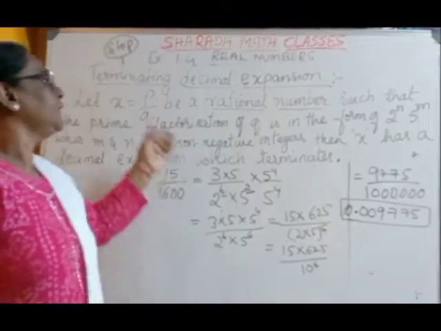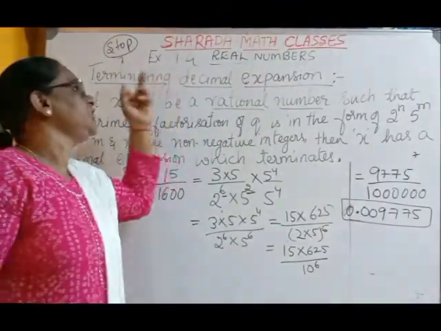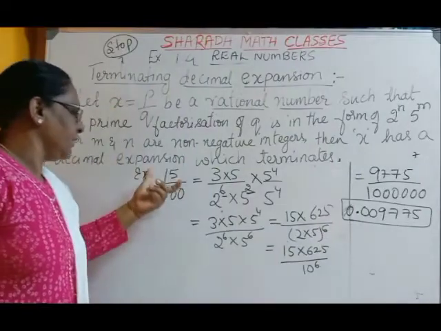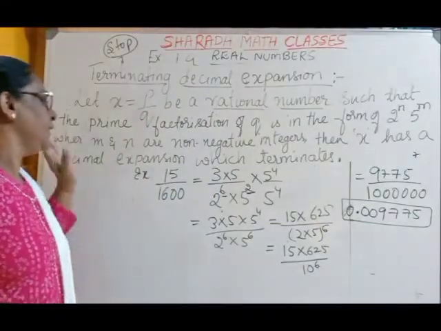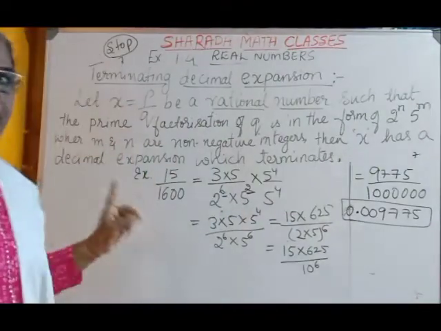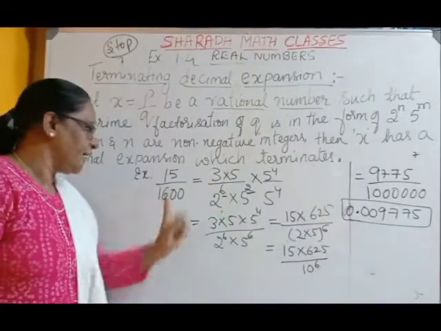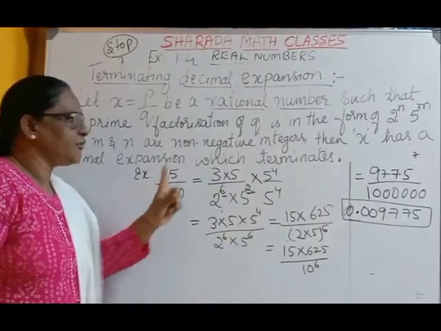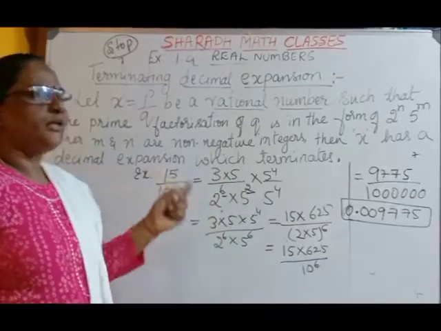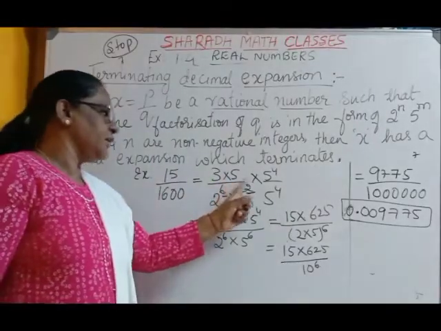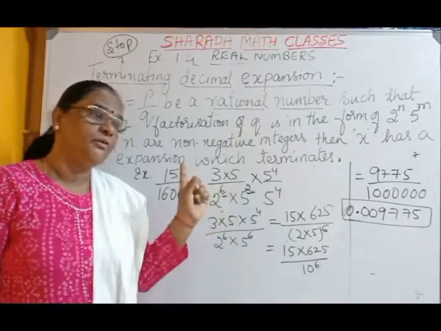The decimal expansion is terminating for the given rational number 15 by 1600. So once again, find the factors for 15, which are 3 and 5. For 1600 I have found the factors: it is 2 to the power of 6 into 5 squared. Since the powers are not the same here, if they were the same, it would be easy for me to multiply.